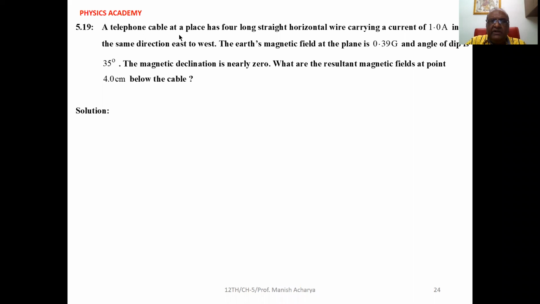5.19. A telephone cable at a place has 4 long straight horizontal wire carrying a current of 1 ampere in the same direction east to west. The Earth's magnetic field at the place is 0.39 Gauss. An angle of dip is 35 degree. The magnetic declination is nearly 0. What are the resultant magnetic fields at 4 centimeter below the cable?